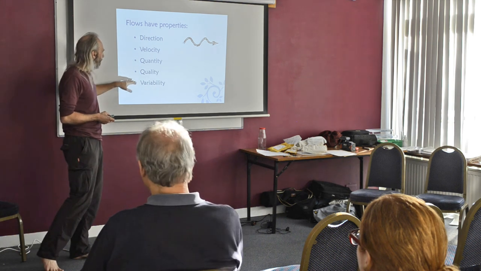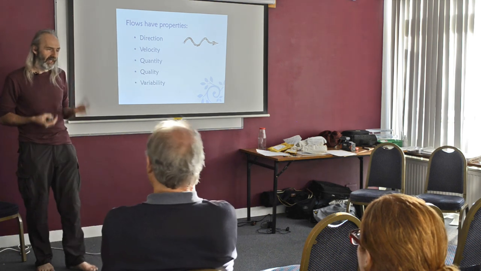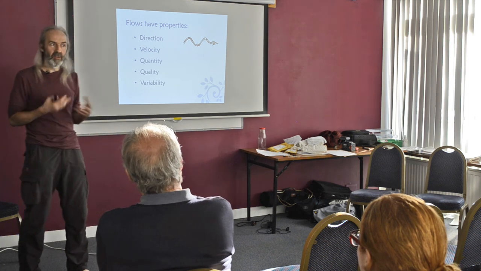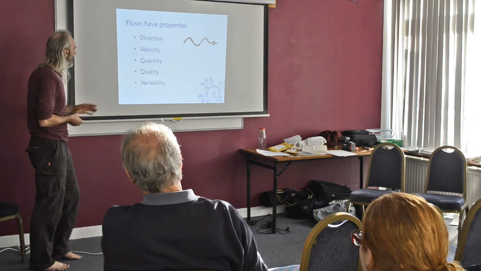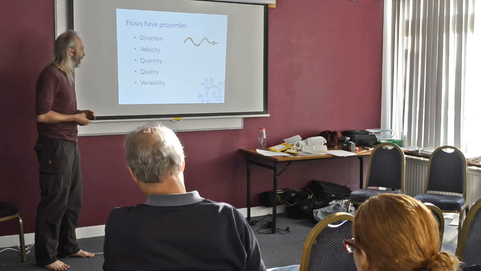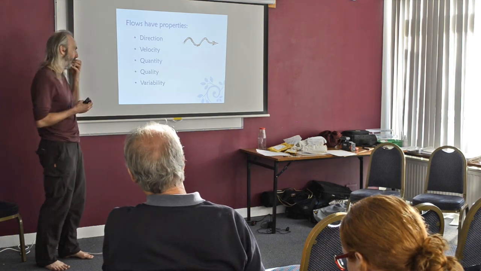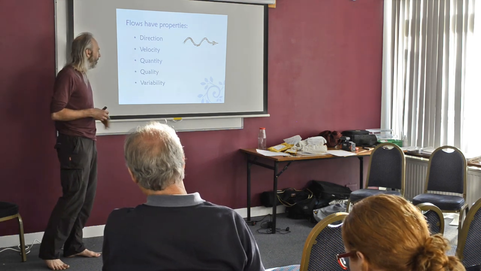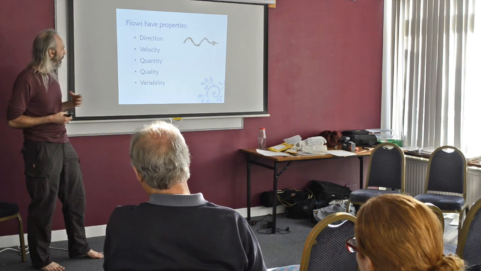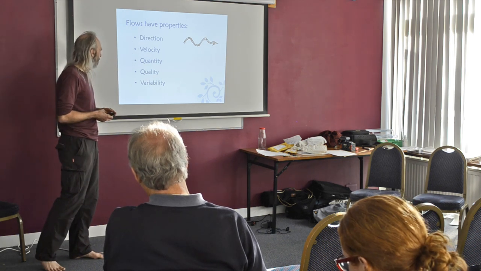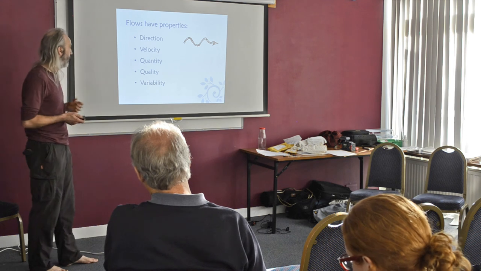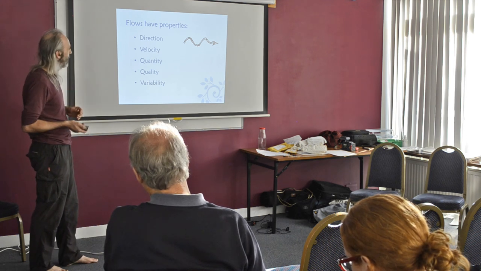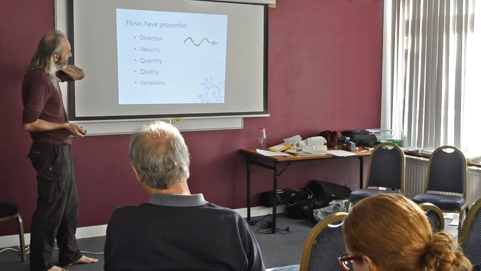So there's quantity, there's quality. So water in particular might be particularly clean, or it might be quite contaminated. But we might also be looking at the apples coming off your tree and so on and so forth. And then there's variability. So these things, particularly the speed and quality, might vary over time, depending on different things that are going on in the landscape. So those flows.